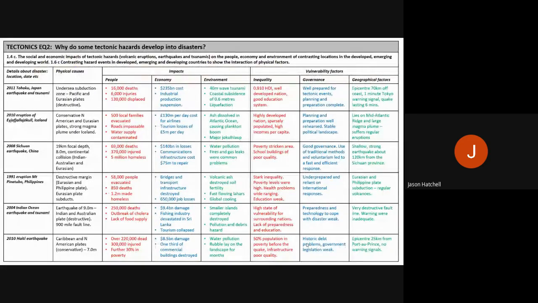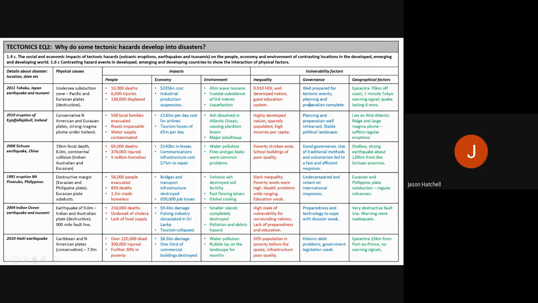Finally, there's a lot of information that's just come on screen. These are all of your major case studies for tectonic hazards. I'm not going to go through this entire thing. You can look at my previous GeogPods for that. This is all on there. What I am going to point out very clearly to you is on the very right-hand side where it says vulnerability factors. So the last 3 columns here, inequality, governance, and geographical factors. This is very, very, very useful for looking at the human and physical factors in volcanic eruptions.